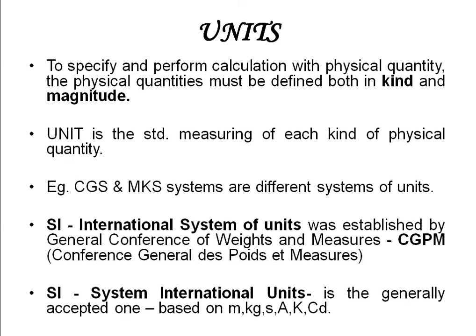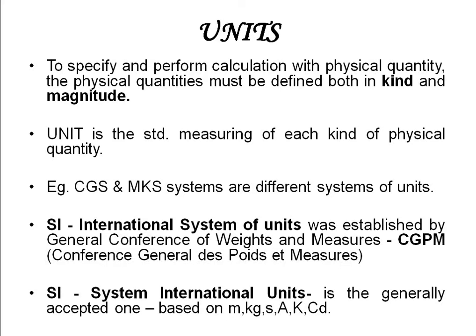Next we move on to the simple topic, which is units and standards. It is a very simple topic which we have learned even from school days. To specify and perform calculations with a physical quantity, physical quantities will always be defined both in kind and magnitude. A unit is a standard measure of each kind of physical quantity. For example, we have the CGS system and the MKS system. Next, SI is the standard unit system which we are following nowadays.